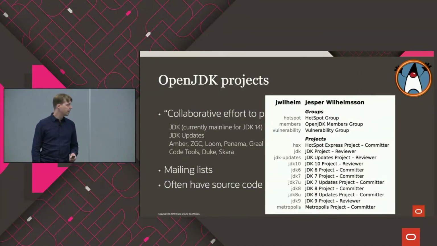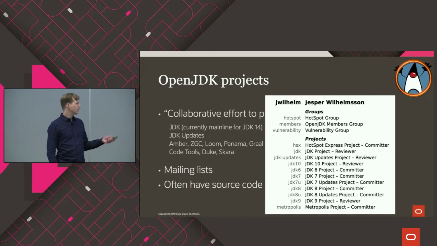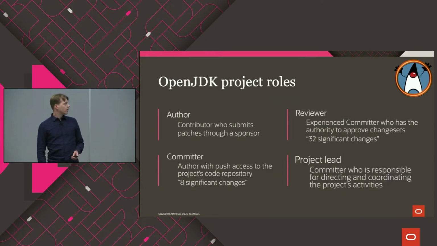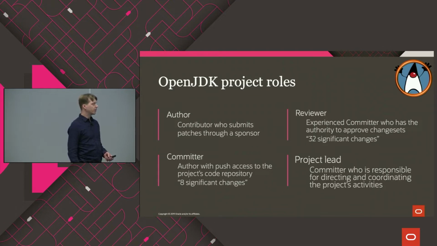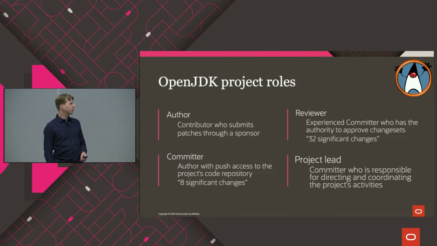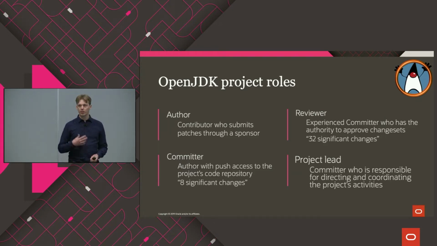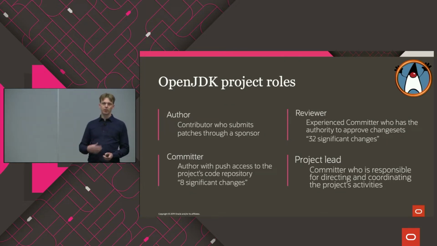So a participant in OpenJDK can be a member of different groups and have different roles in different projects. This is just an example of that. So, the different roles that a person can have in these projects. Well, if you're new to the project, you would start out as an author. An author is someone who is contributing, like helping out in mailing lists and maybe having suggestions for how to implement stuff. But the author is not allowed to push changes directly into the code repository. Any changes made by the author must go through a sponsor.